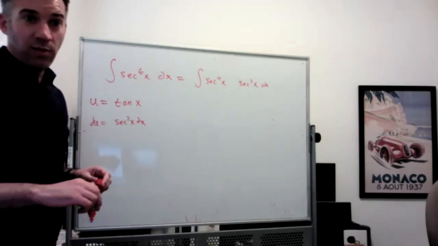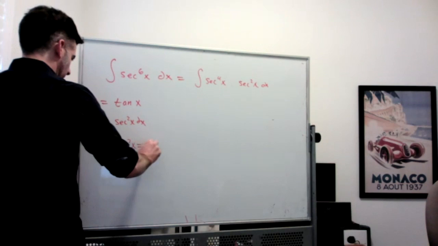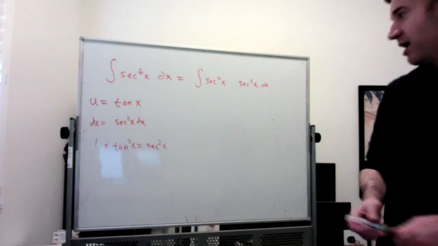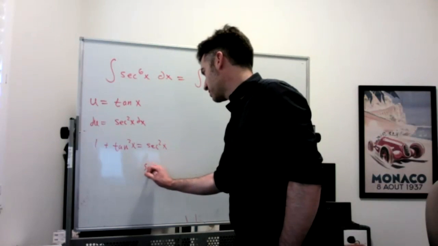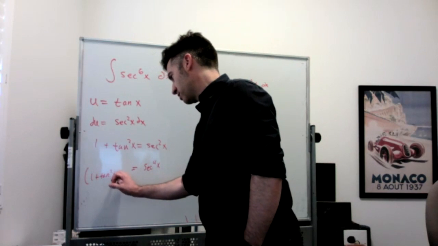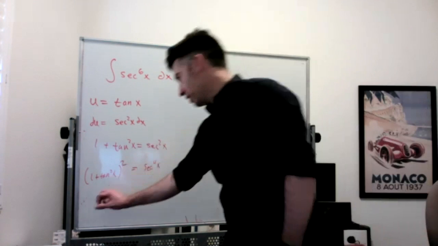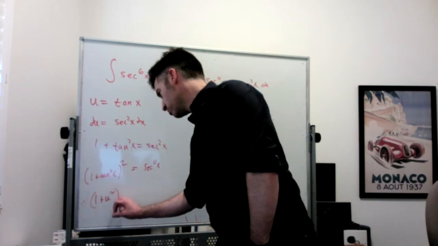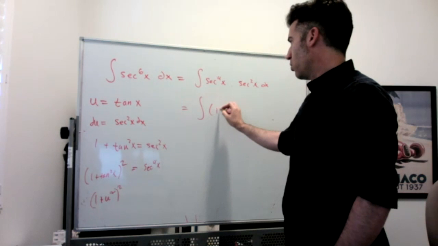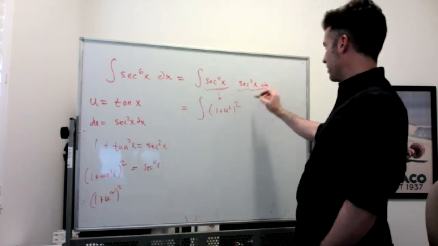And then I'm going to remember that secant squared is equal to 1 plus tangent squared, everyone's favorite trig identity. So then secant to the fourth x is just going to equal 1 plus tangent squared x quantity squared, which is just going to be 1 plus u squared squared. This is going to equal the integral of 1 plus u squared squared, and then that's going to be my du.